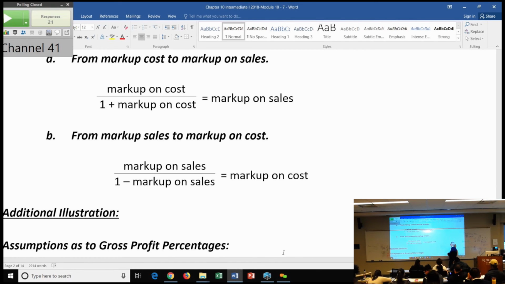So if you're given a markup on selling price at 20%, that's 20 divided by 0.8, which is going to be 25% on the markup on cost. So that's the way you convert it. It's just a simple formula, but you got to remember that, especially when you need the gross profit percentage. You're going to need the gross profit percentage in the next method we're going to show you, which is known as the gross profit method.